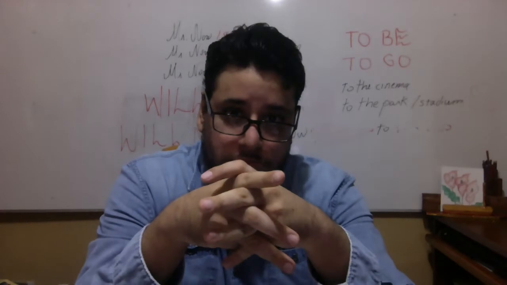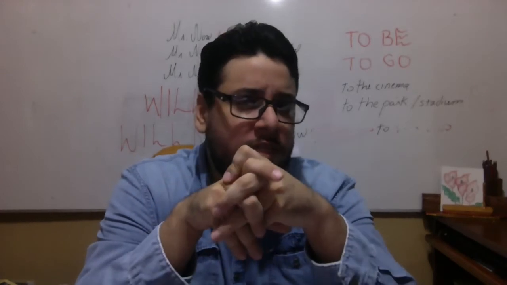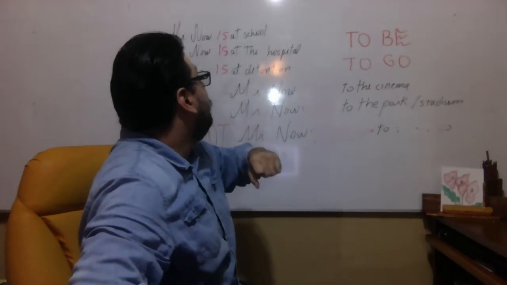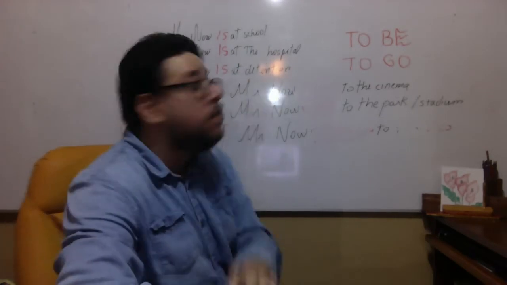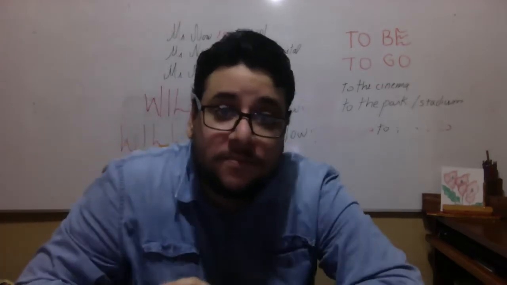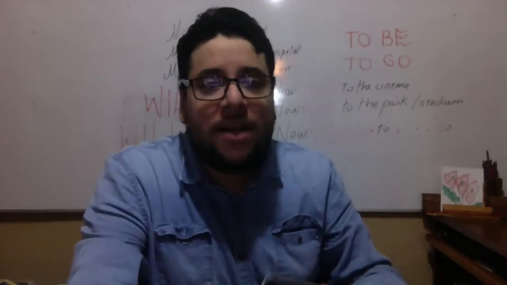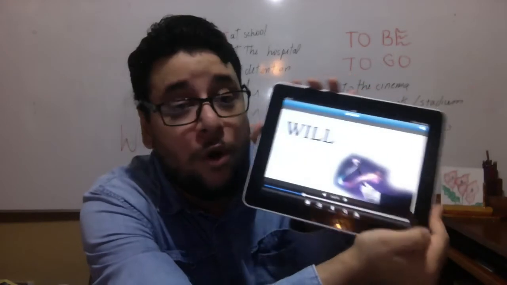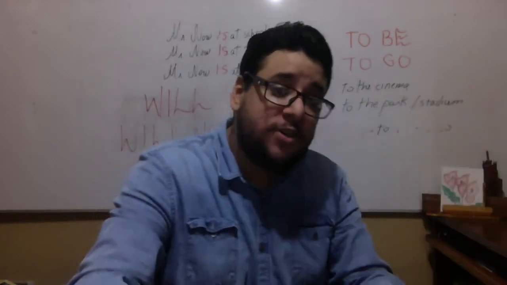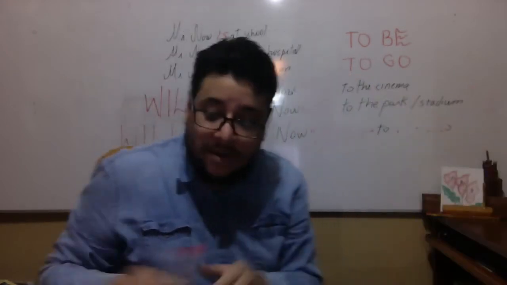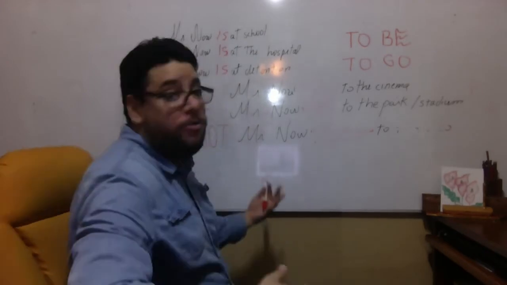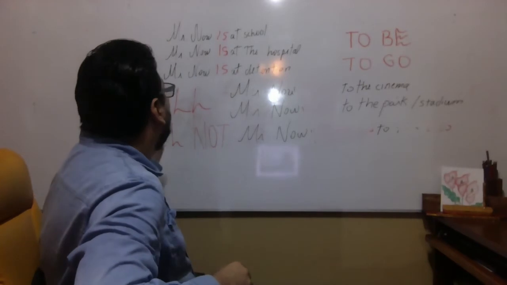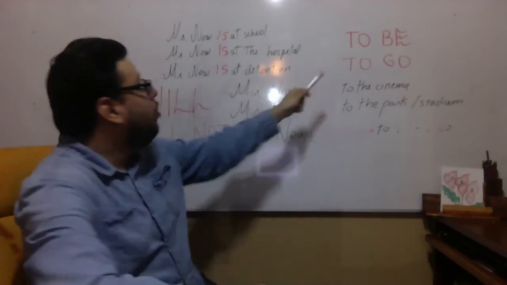Now, how do we free Mr. Now from these places? In some cases he's at school, but in other cases he's at detention. Who wants to be in detention? We use the magical word, will. With the word will, we can take Mr. Now from a place and deliver him to another place. So, we use the word will and the word go.